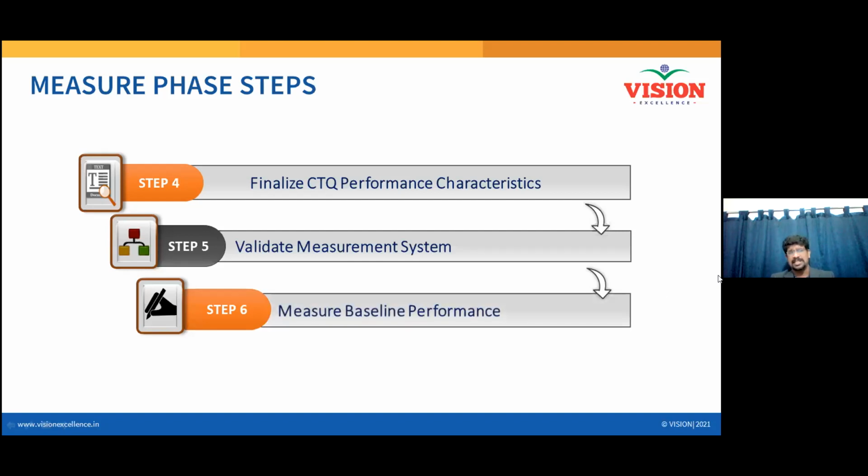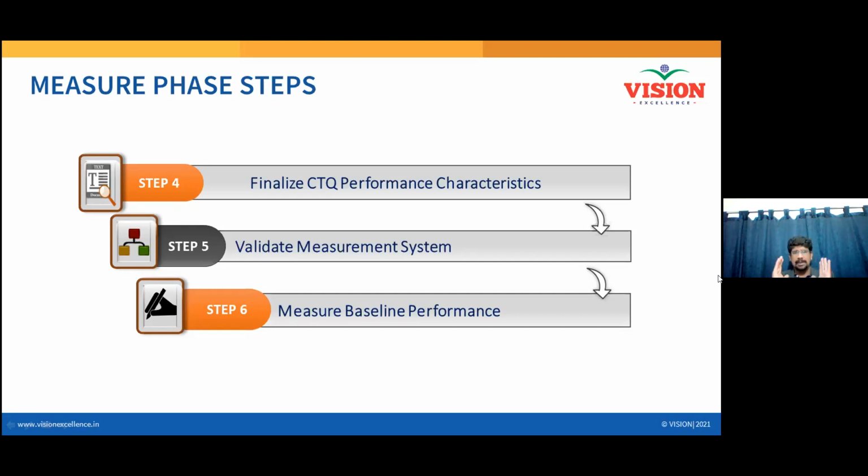Then measure the baseline performance. As I told you earlier, only if we measure the baseline performance will we be able to identify the gap between the current performance and the goal which we have fixed. So measure the baseline performance using performance indices like CP, CPK, capability indices, then sigma levels, then yield. All these things will help you to measure the baseline performance of the current process which we are working in.